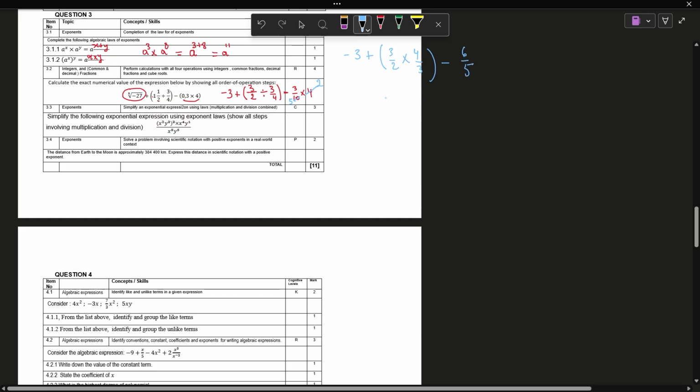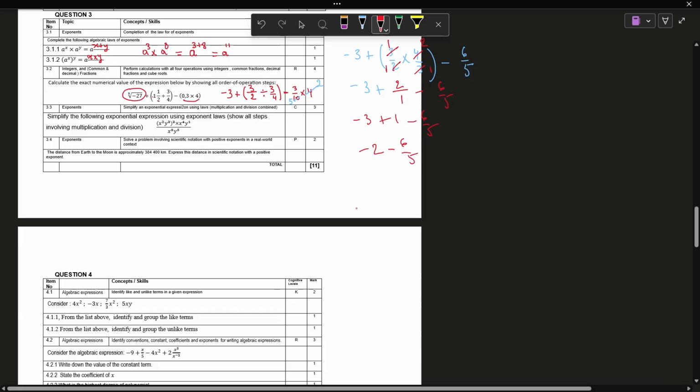Okay, so what do I get here? This is minus 3 plus. Now I can multiply this. Okay, here also I can simplify. By 2, I get 2. By 2, I get 1. And then by 3 is 1. And 3 is 1. So now I'm having 1 times 2, which is 2, over 1. Minus 6 over 5. So now I get minus 3 plus 1 minus 6 over 5. Right? This is minus 2 minus 6 over 5.